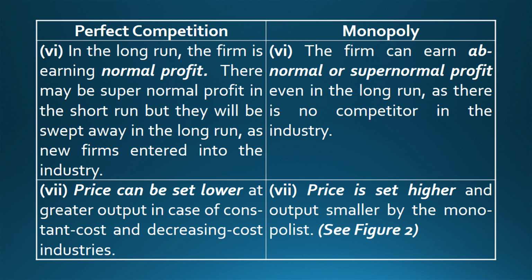as there is no competitor in the industry. 7. Under perfect competition, price can be set lower at greater output in case of constant cost and decreasing cost industries. Under monopoly, price is set higher and output smaller by the monopolist. See Figure 2.